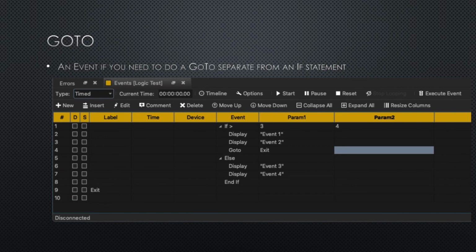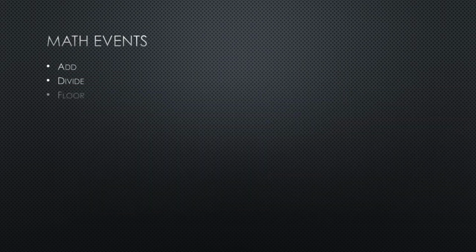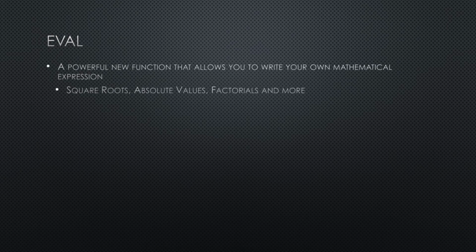Closely related to these conditional functions are mathematical expressions that work on variables and set the stage for use in conditional statements. EVAL is a powerful new function that allows you to use multiple mathematical expressions inside a single event and return the result into a variable. As a simple example, we can do a square root, or absolute value, or factorial. All the currently available functions are in the Show Control User's Guide, but here's a quick example.